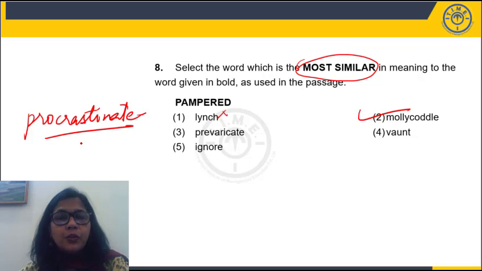So this means to deliberately delay doing something. And prevaricate means to lie, to not tell the truth, to avoid telling the truth, right? Want, ignore, different words altogether. So mollycoddle is your answer for the word most similar in meaning to pampered.